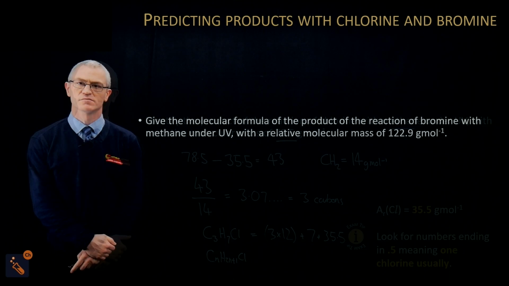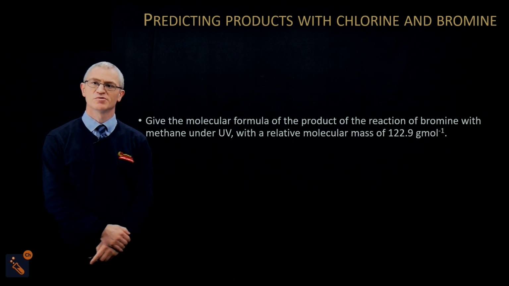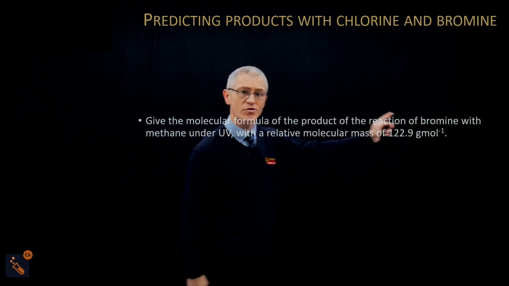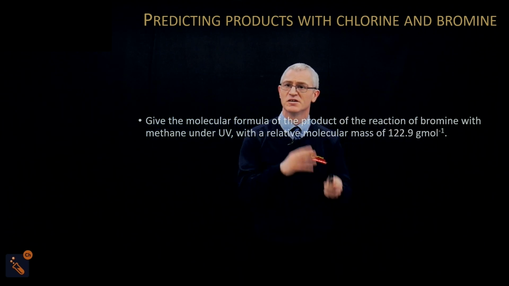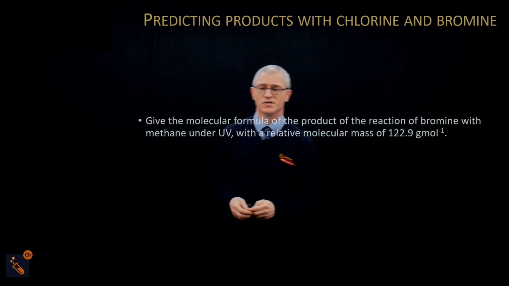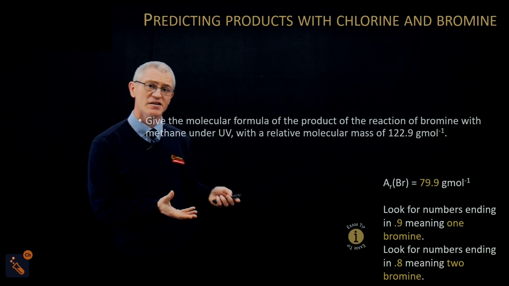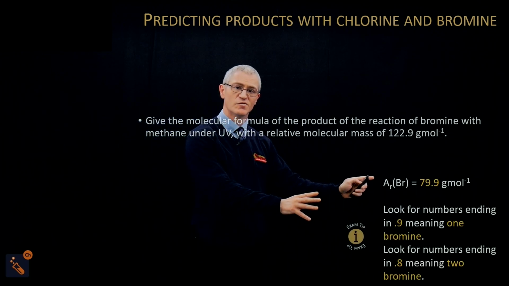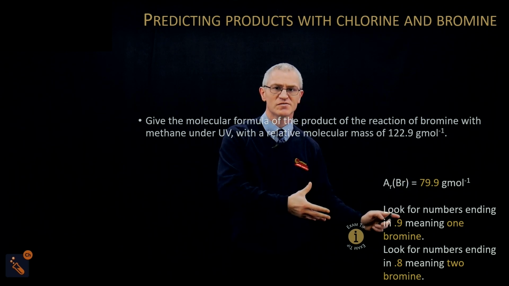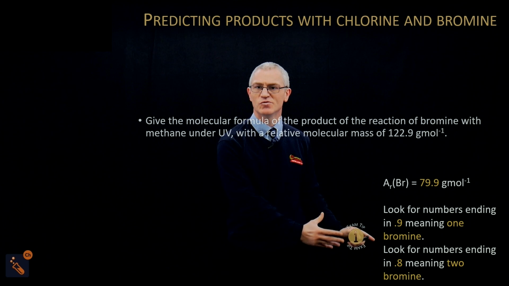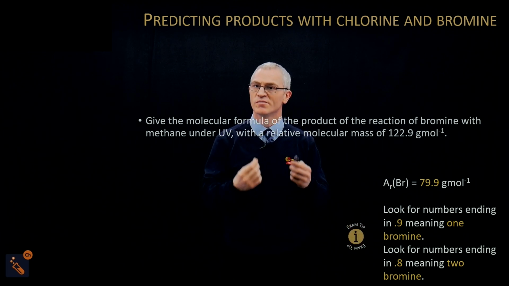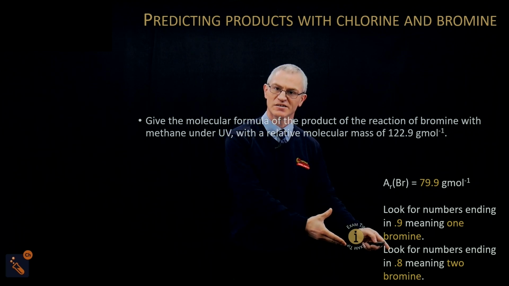So now we're going to go through a very similar example where you're looking for that molecular formula and you're looking for the product, this time with bromine. Okay, so really important. And we've got UV again, homolytic fission, 122.9. So the tip is you've got the atomic mass of bromine, which is 79.9. And this time, if it's 79.9, you're looking for the ending to be 0.9. But they can make this a bit more complicated because it can be 0.8, because 0.9 times 2 is 1.8. So it will end up being 0.8.